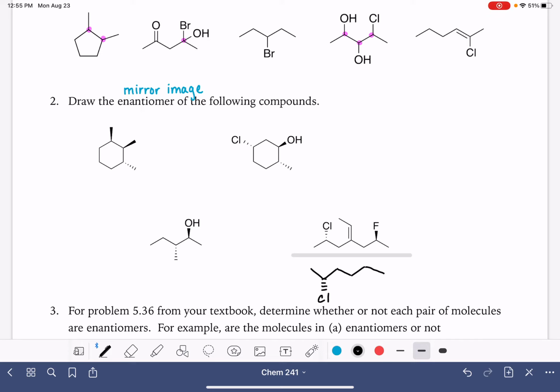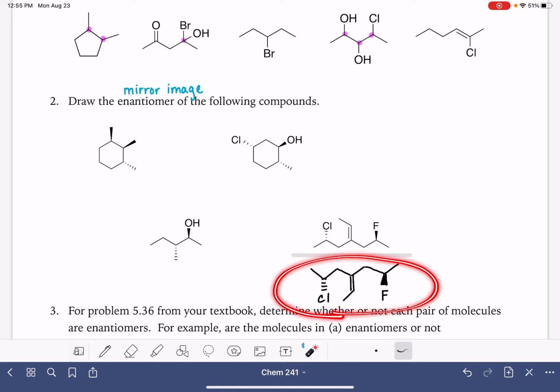Gotta be careful I don't screw it up, because drawing, looks like there we go. Drawing the mirror image is not my preferred method, so I have to think about it a bit. So this would be one way. This is a representation of the enantiomer of this molecule. There are other ways that we could represent the enantiomer, but this is one accurate way.